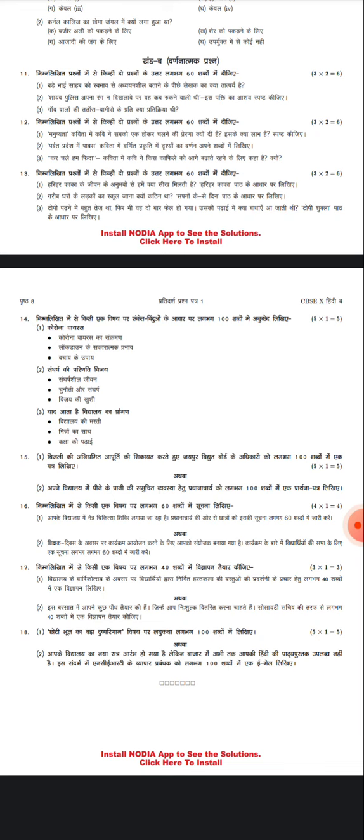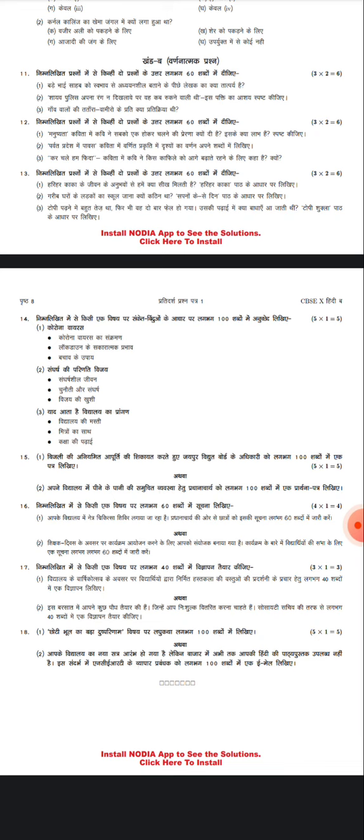14th question is an anuched. Now starts the writing section. The last page contains the writing section. First one is anuched. 3 topics will be given, and you need to write any one. Then after that, you have patra. Write any one. Sorry, I forgot to tell you the marks. Anuched 5 marks. Patra 5 marks.